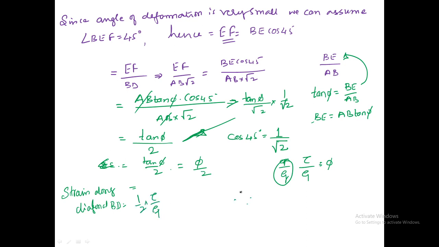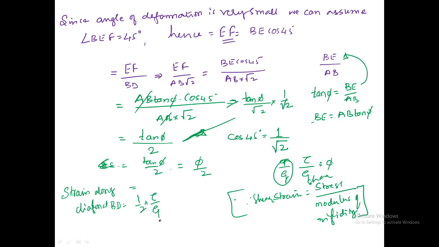Note down, strain equals stress by modulus of rigidity. Here both are shear strain. Now you got one equation here: the strain along diagonal BD is obtained by 1 by 2 tau by G. Let us notify this as equation number 1.